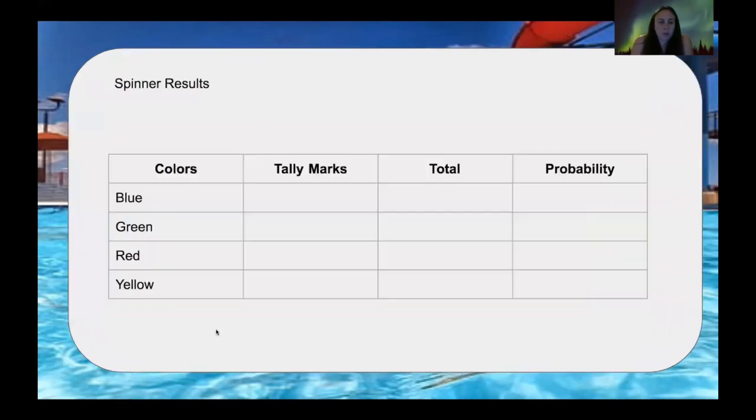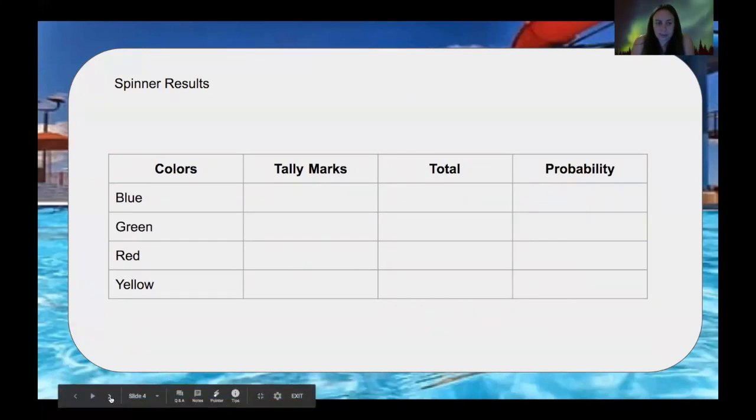We are going to use a chart to mark which colors our spinner ends up on. So we will spin the spinner 10 times, use a tally mark to show which colors the spinner lands on, and then you're going to write the number in the total column. So you can push pause and do that 10 times, and then when you are ready, we're going to talk more about this last column, the probability. So go ahead, push pause, spin 10 times, and then come right back.